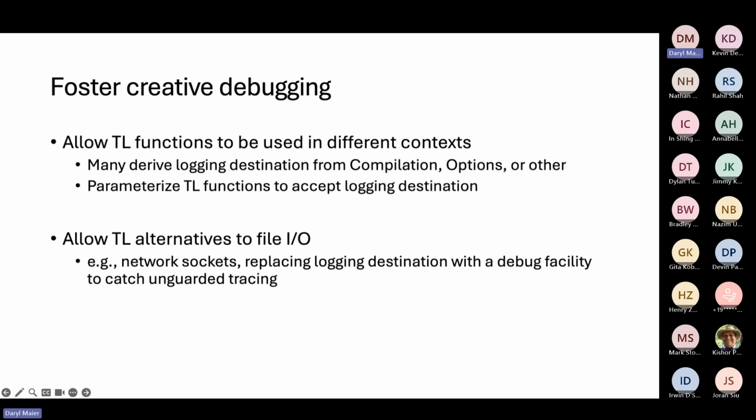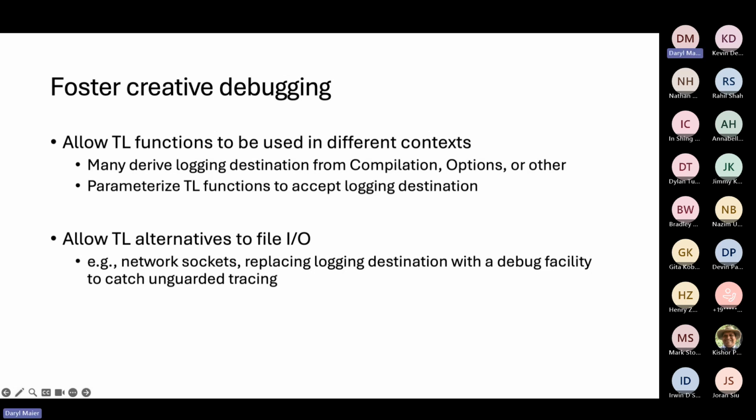So what we really need to do here to enable this kind of creative debugging is to parameterize a lot of the tracing and logging functions to accept the destination. Right now, many of these accept a TR file, which is a file pointer, a Testarossa file pointer of all things, to the log file. But not everything accepts that. And I think there's an opportunity here for us to make that a little bit more ubiquitous in a lot of these APIs.